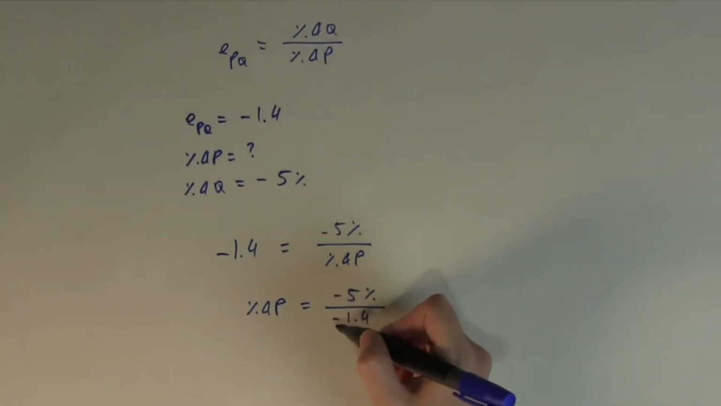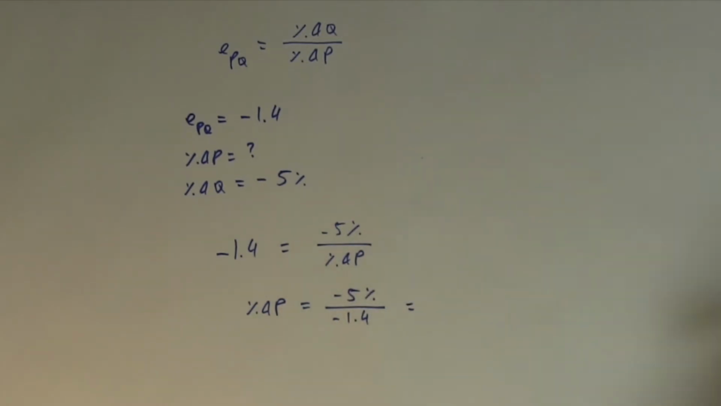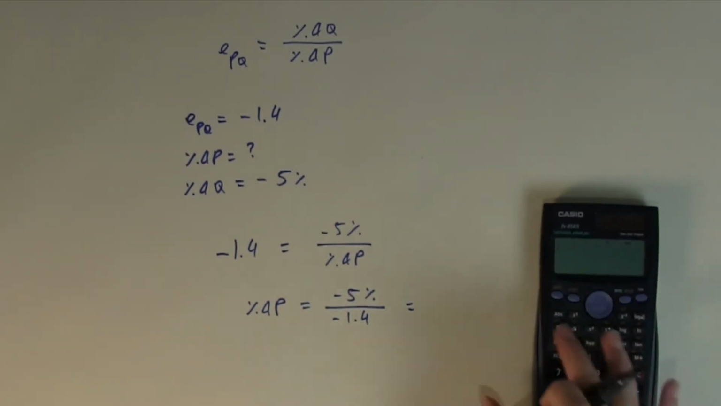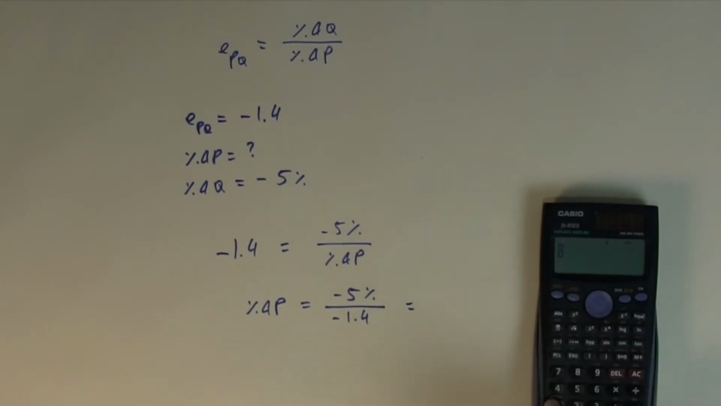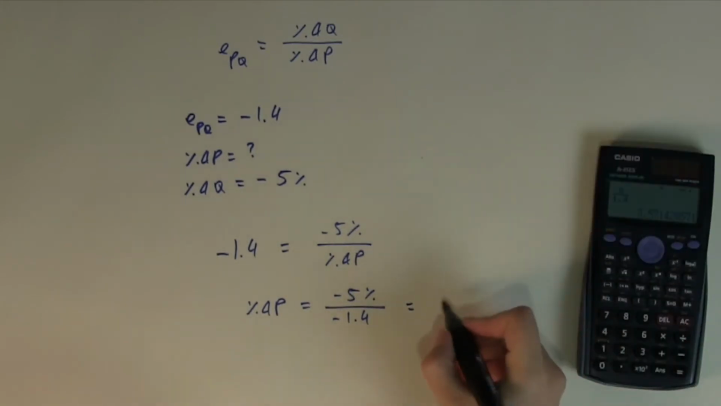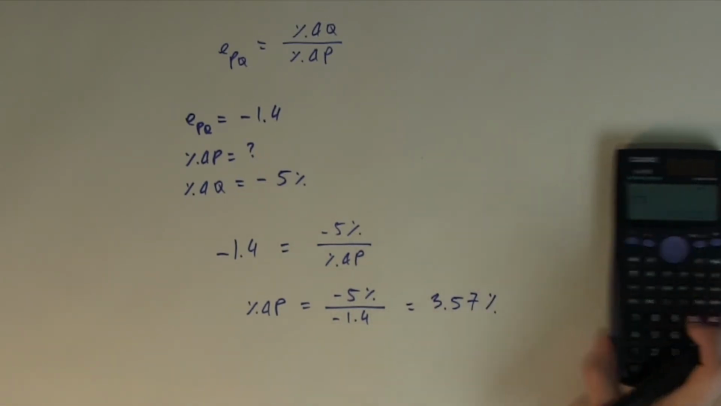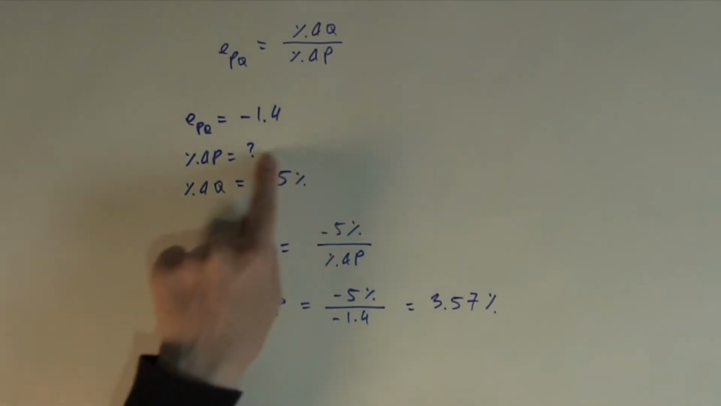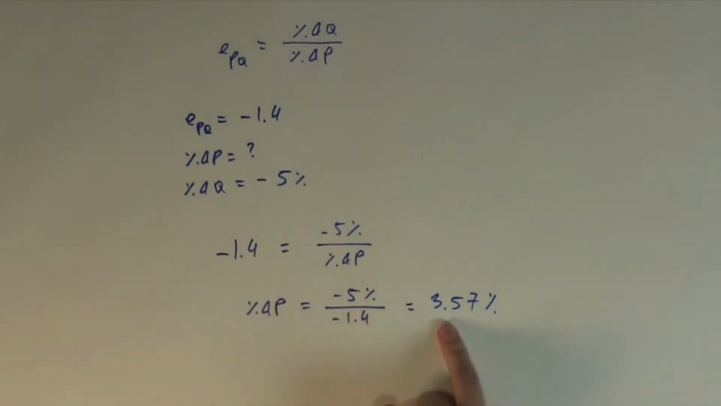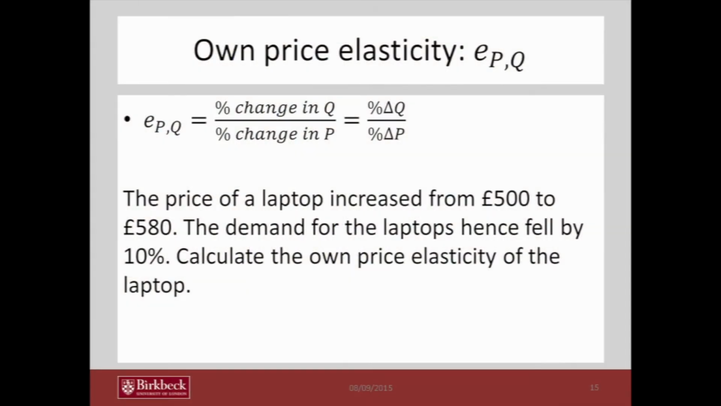I know that negative divided by negative will give me positive, so I can just simply type in 5 over 1.4. So that is 3.57 to 2 decimal places. Which means that as demand falls by 5%, price will increase by 3.57%. Now, one last example on price elasticity, which is slightly different.